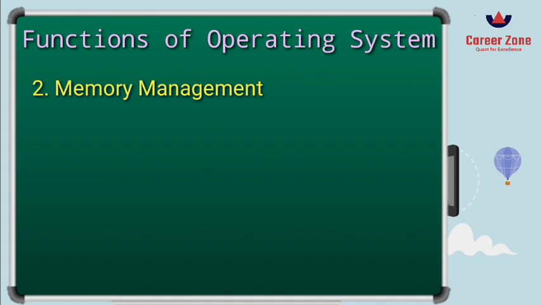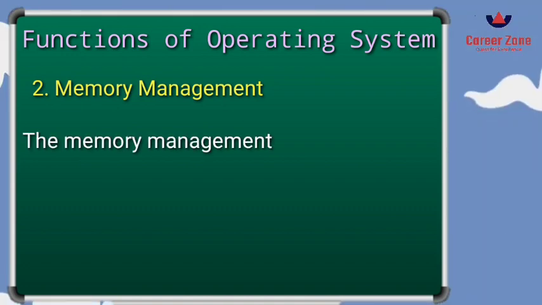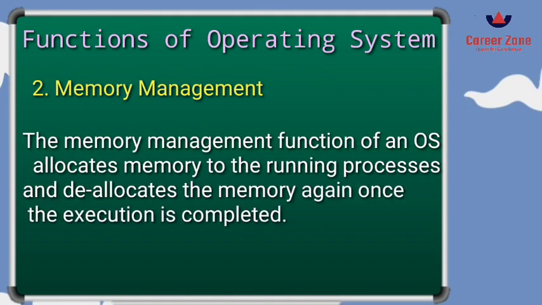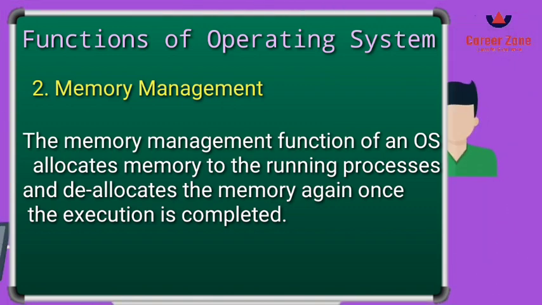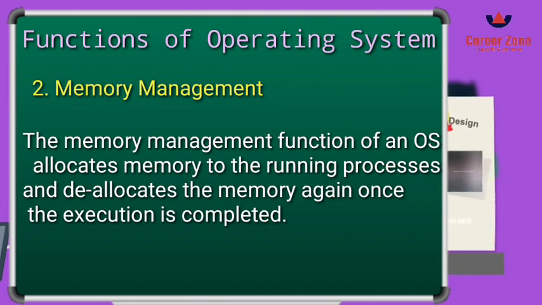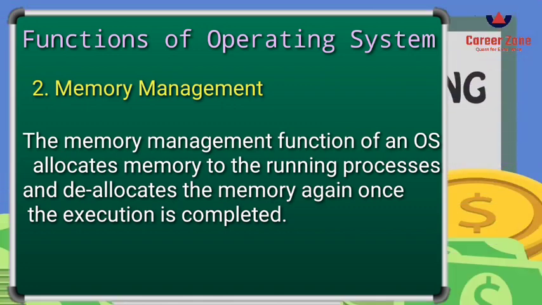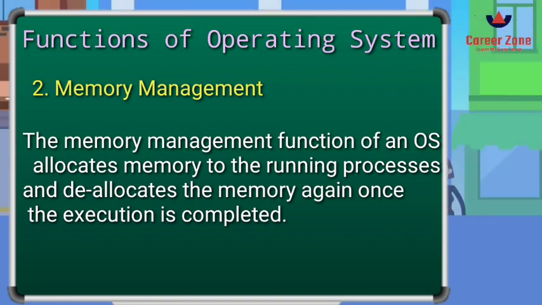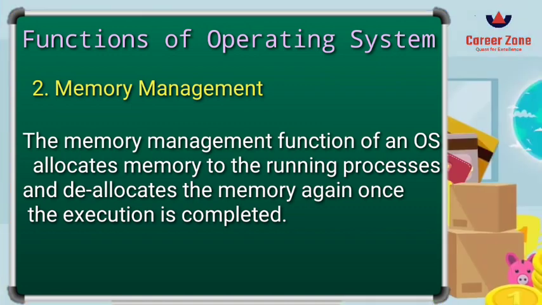The second function of the operating system is memory management. Memory management means how to manage the computer's memory. For example, how the program which is running in the background should be allocated a particular space in the memory, and then how the deallocation happens.